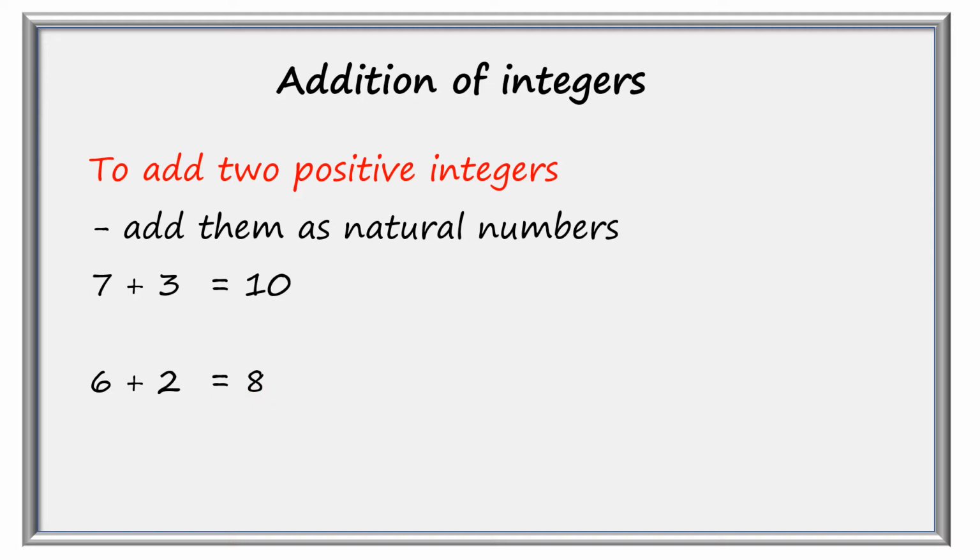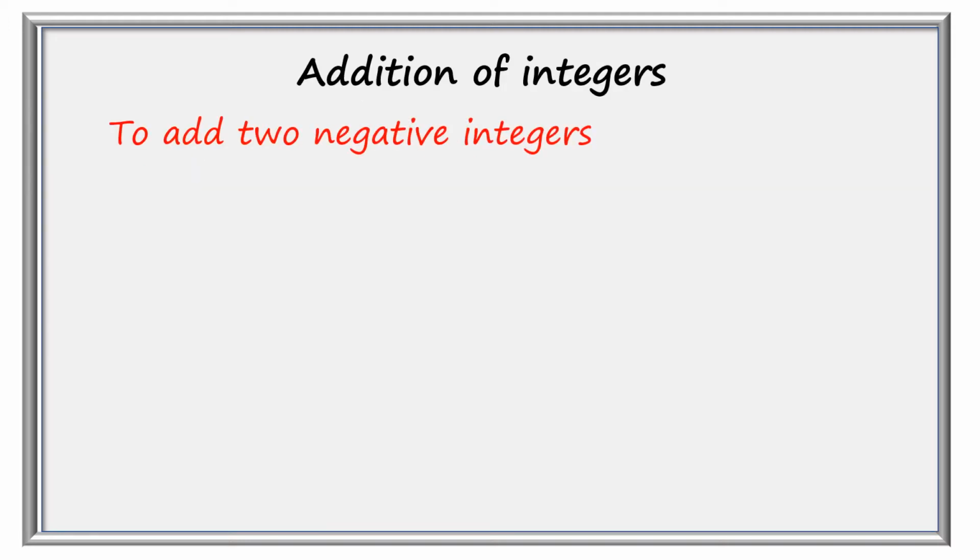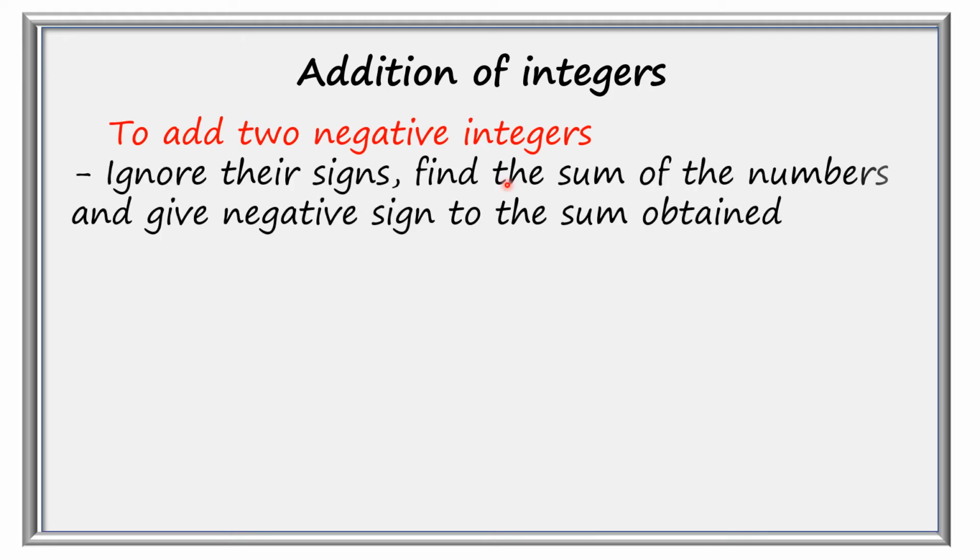Very simple. Let us learn to add two negative integers, and it is very simple. Just ignore their signs, find the sum of the numbers, and give a negative sign to the sum obtained. Why? Because both integers are negative. How? Here is one example, minus 3, minus 2. We need to add them. Both are negative integers. Let us learn on the number line.